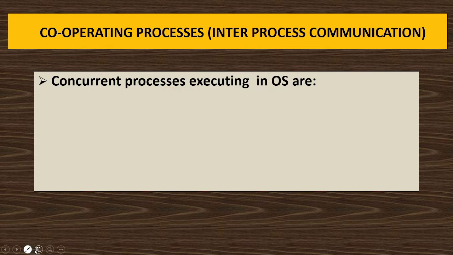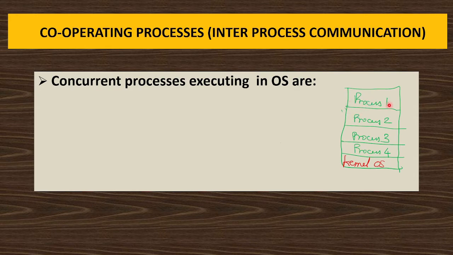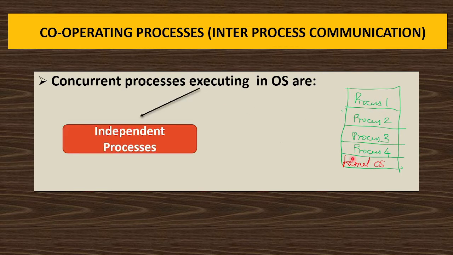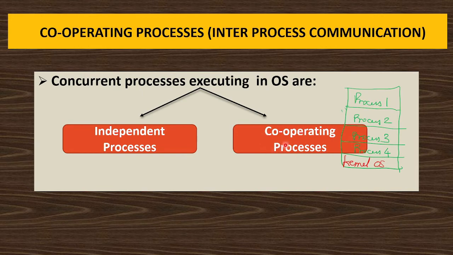For example, now here in main memory, process 1, process 2, process 3, process 4 are there. So all these processes, suppose they are executing simultaneously in OS, that is kernel is a part of the OS, and these processes are given to OS simultaneously. Those are called concurrent processes, meaning they are executing simultaneously at the same time. So there are two types of processes: independent processes, that is independent concurrent processes, and cooperating processes.